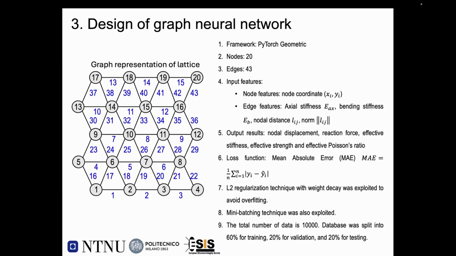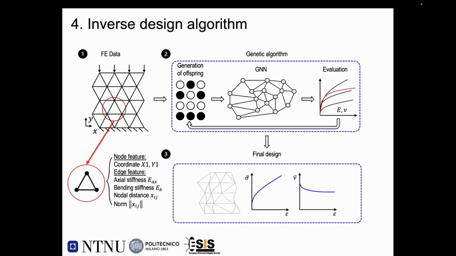The loss function included here is only the MAE, the mean absolute error. The L2 regularization technique with weight decay was used to avoid overfitting. That's also important. The mini-batching technique was also used here. The total number of data is 10,000. The database was split into 60% for training, 20% for validation, and 20% for testing. So that's how we build our graph neural networks.